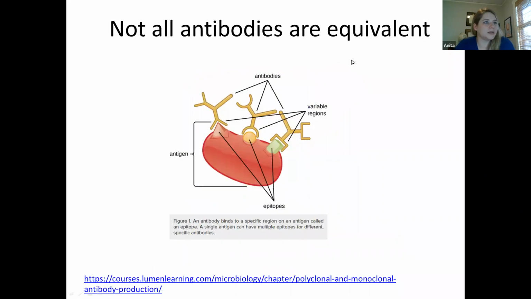So not all antibodies are equivalent. As we talked about, you have these epitopes, and those are little pieces of your actual antigen. That's what your variable portions are going to recognize. So typically, if you have a polyclonal antibody, that means they're recognizing different epitopes. So it's a mixture.